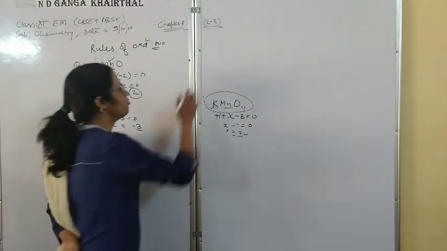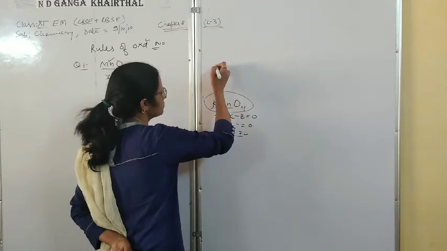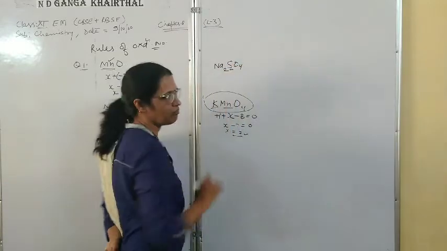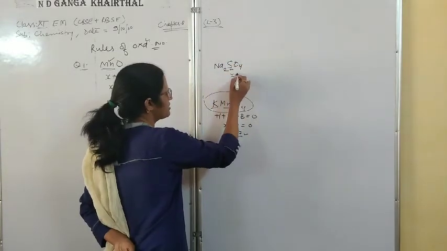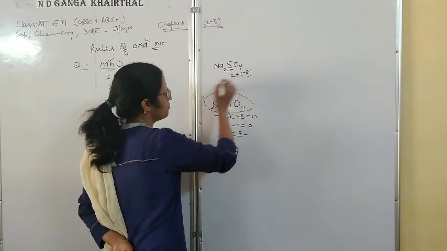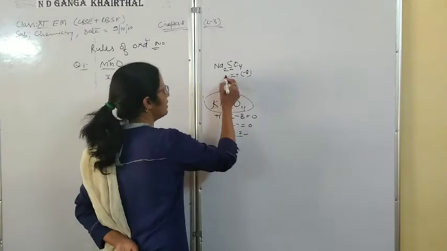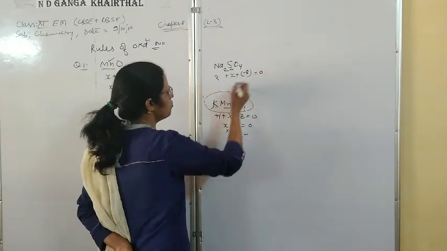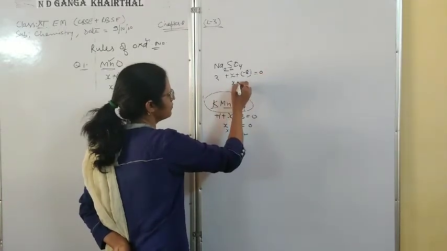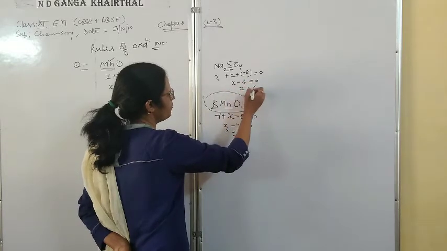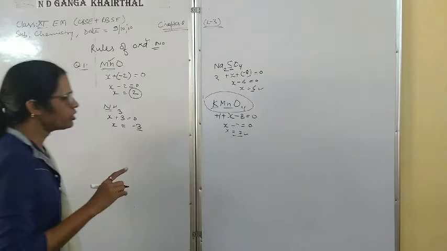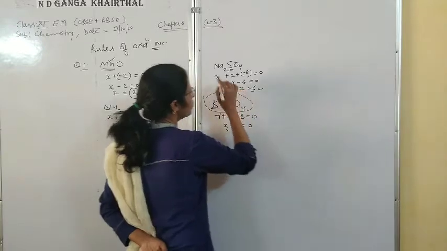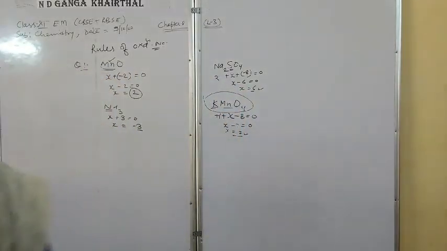Clear? If a molecule like Na2SO4, in which we have to find the sulfur, then suppose it is X plus -8, because one oxygen has -2, then plus 2, since sodium has +1, is equal to 0. So X - 6 is equal to 0, so the X value will be 6. In this way we will find the oxidation number of any element.